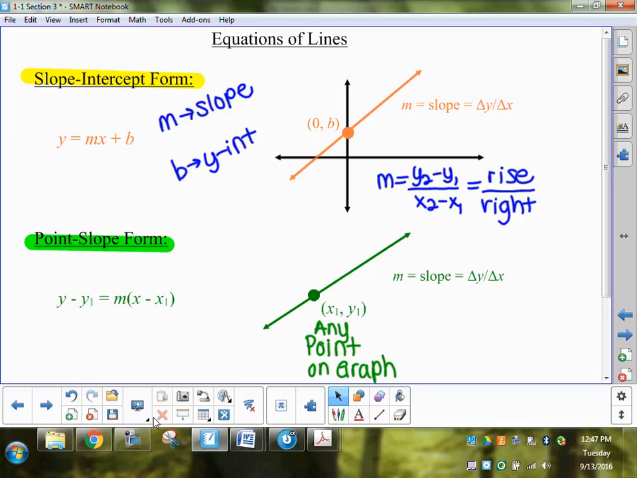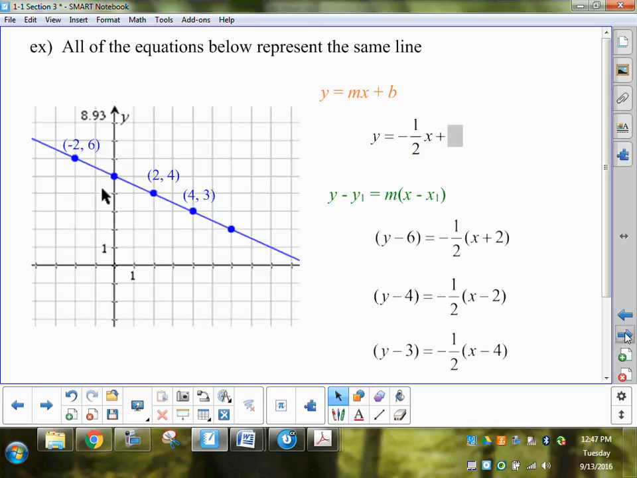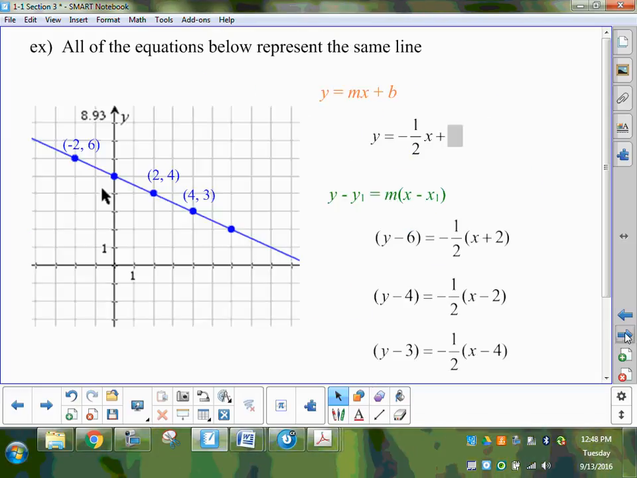Questions on that? You're going to need to know when you can use these different formulas. Sometimes you're going to use slope-intercept, sometimes you're going to use point-slope. They're going to give you the same thing. All of these equations will be the exact same line.